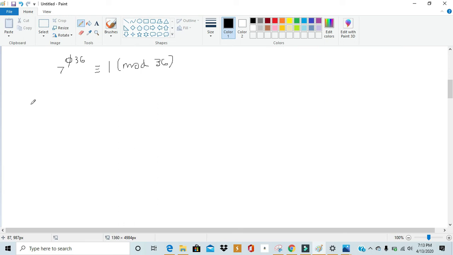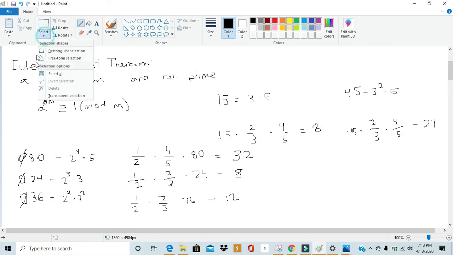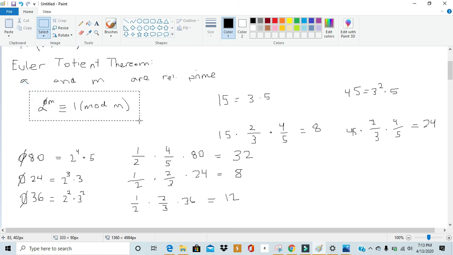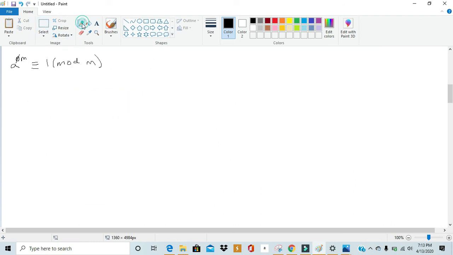I'm going to rewrite it down here, or I'm just going to copy and paste it, and we'll see what happens when m is a prime number. How will Euler's Totient theorem work then? If m is a prime number, let's say m is 7, because 7 is a good example of a prime number. Then to find the totient of m, we would find the prime factorization of 7. Now the prime factorization of 7 is just 7. We can't do anything else to it.